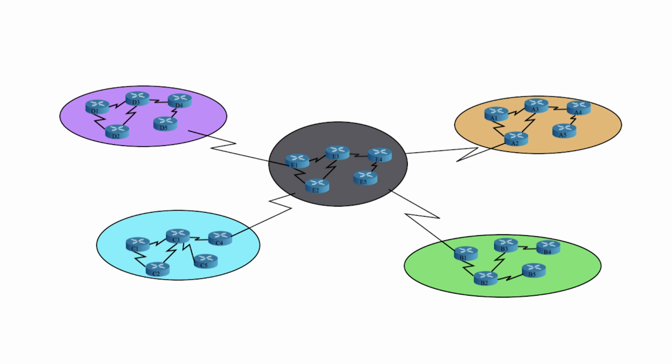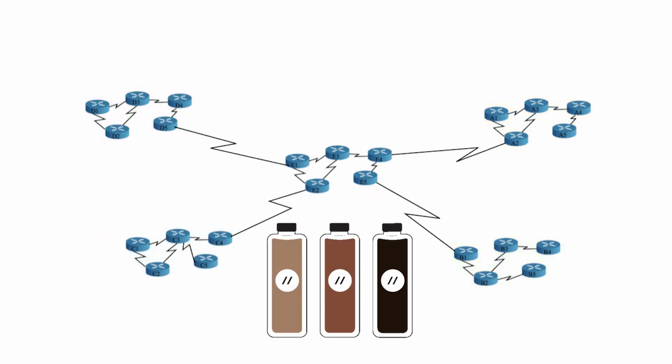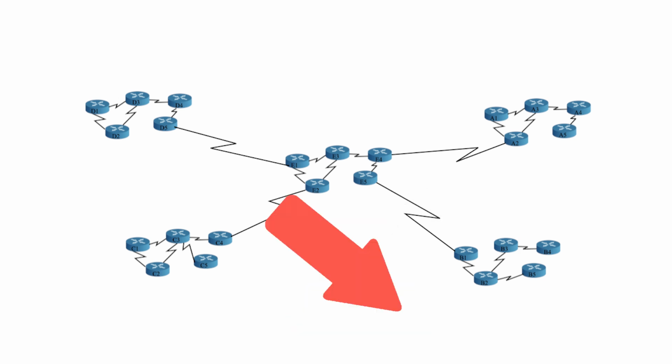OSPF uses areas to provide scalability. An area is a group of contiguous networks. OSPF uses it to control when and how much routing information is shared across the network. Traditional distance vector routing protocols use a flat network design. A flat network design causes scalability issues in large networks. It also reduces the overall network performance.